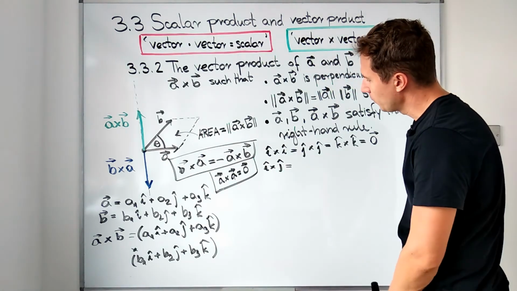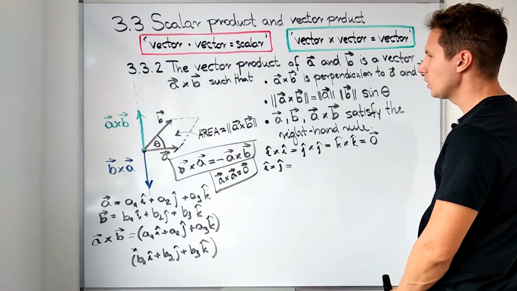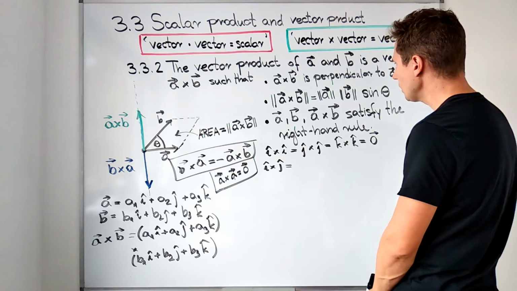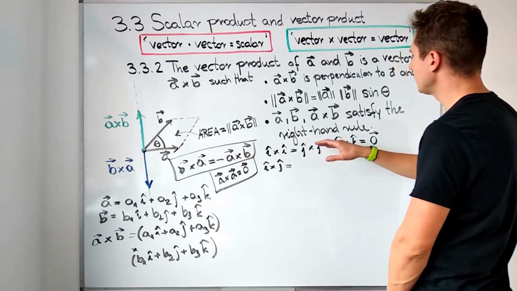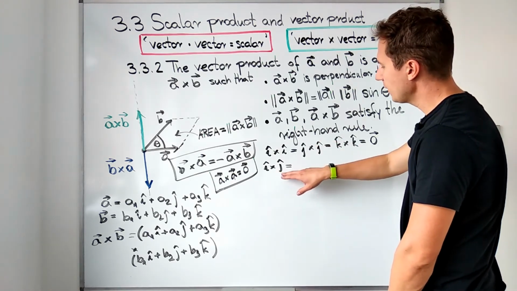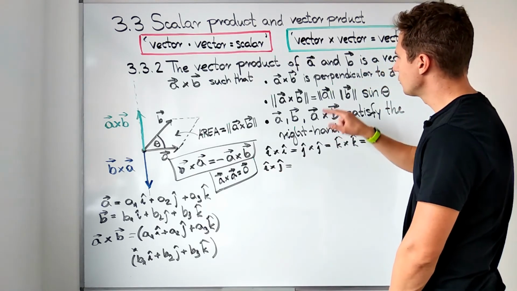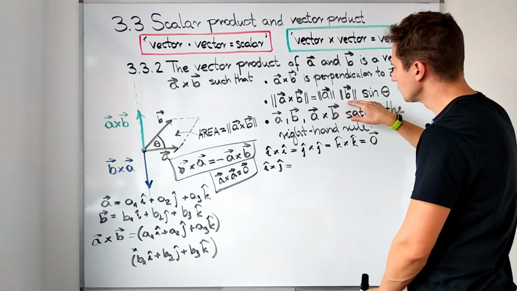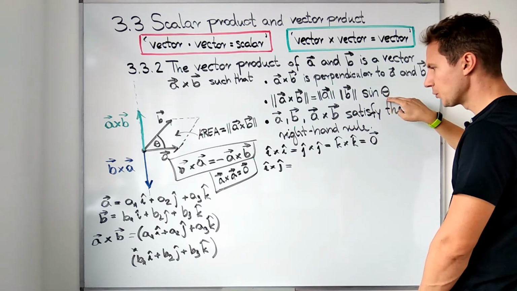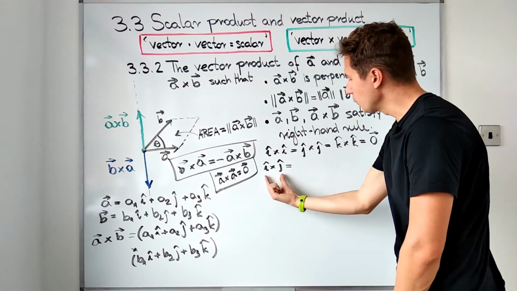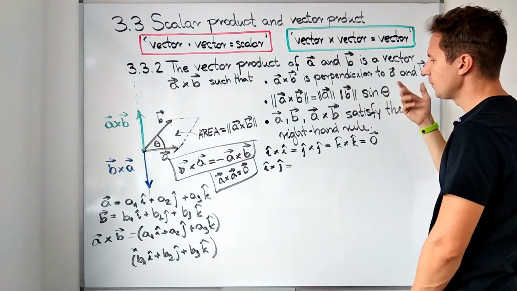We take the vector product of i hat and j hat. Now, what is that going to give us? It's a vector that is perpendicular to both i hat and j hat. It should have length 1 times the sine of 90 degrees, which is equal to 1, this product. These are unit vectors, and the angle between them is 90 degrees.